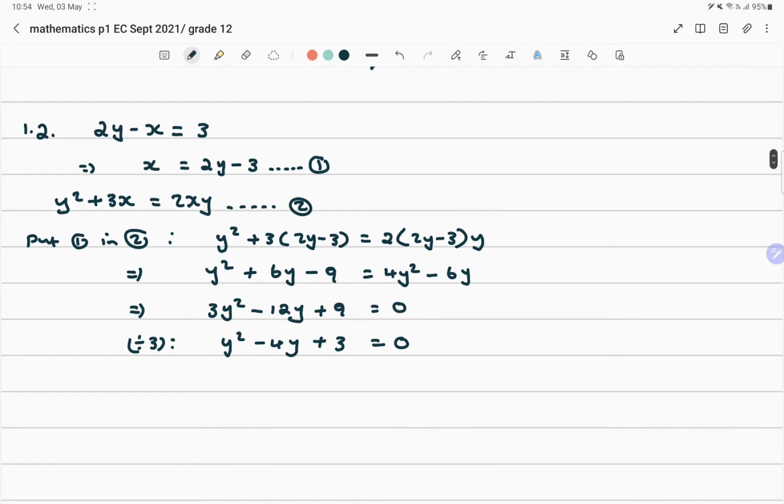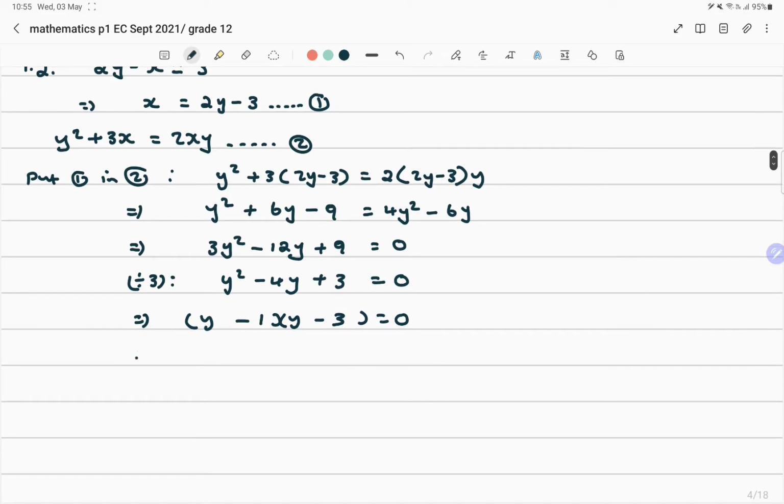Okay, now this implies we can factorize grade 10 style. So (y minus 3)(y minus 1), and therefore y is equal to 1 or y is equal to 3. So a very easy calculation.